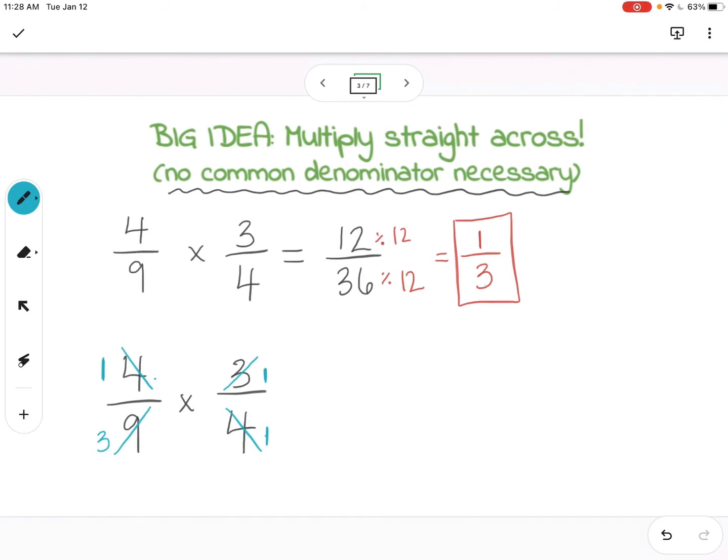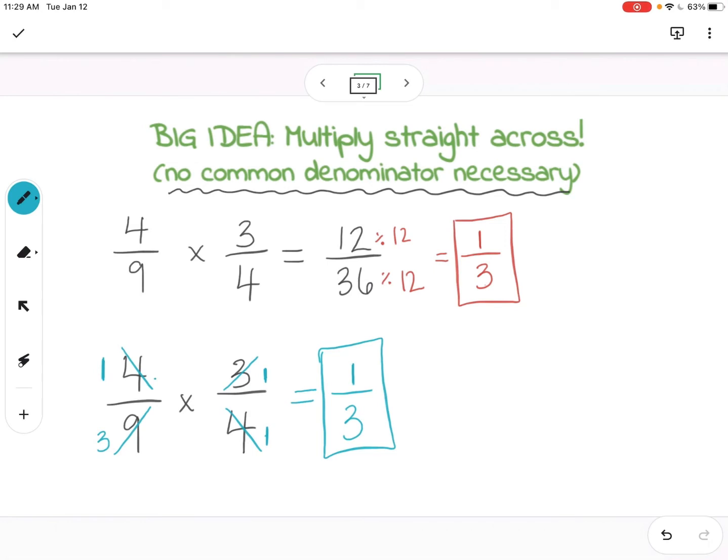So, for example, those diagonals, I knew 3 went into 3 one time, and 3 goes into 9 3 times. So make sure you're using the same factor so you don't make the mistake there. And now I would use that big idea, just multiply straight across. 1 times 1 is 1, and 3 times 1 is 3. So see how I got the same answer as the one above? I just used a little bit of a different strategy to simplify at the beginning rather than the end.